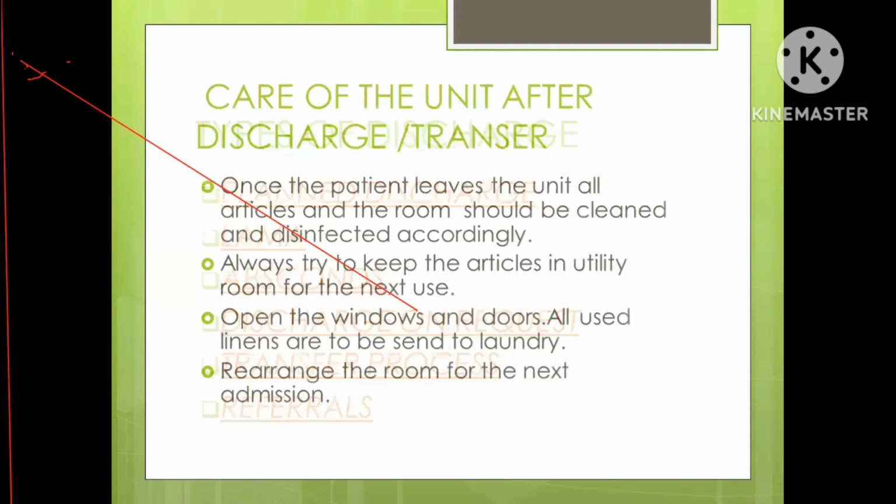Now we can look at care of the unit after discharge. Once the patient leaves the unit, all articles in the room should be cleaned and disinfected accordingly. Whether the patient got discharged or transferred, once the patient leaves the unit, we have to arrange all the articles and clean them according to the hospital policy. There will be some policy for disinfection and cross infection also. We have to clean the room according to the hospital policy and keep the room ready for another patient.